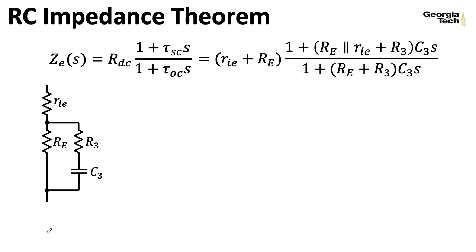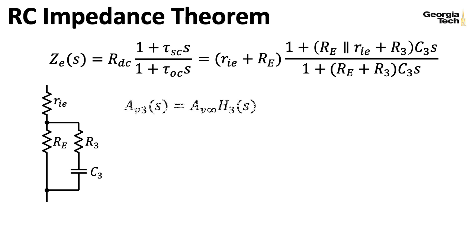If the ends are left dangling, RIE might as well not be there. And if I snip the wires here and snip that capacitor out and replace it with an ohmmeter, I'll just see R3 and RE in series. Now to get the time constant, I have to remember to multiply by C3. And the case for the short circuit time constant isn't much different. If I short out the ends here, then that RE is now in parallel with RIE.